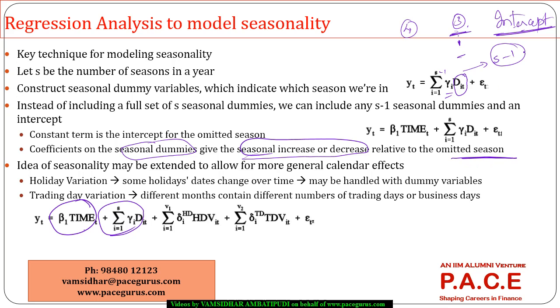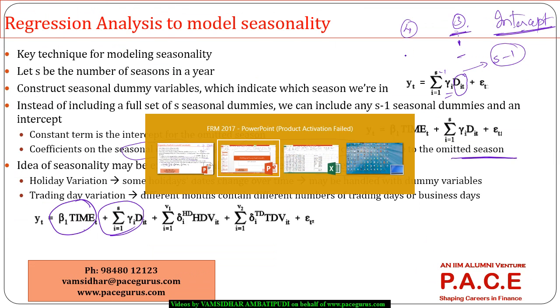So this is where I will get the seasonal increase or decrease relative to the omitted season. If I am ignoring season 4 or Q4, then when I am talking of Q1, with respect to Q4, what is the increase or decrease of Q1? Similarly, what is the increase or decrease of Q2 with respect to Q4, and so on. So the idea of seasonality can very well be extended to allow for more and more general calendar effects. It need not be just 4 quarters.